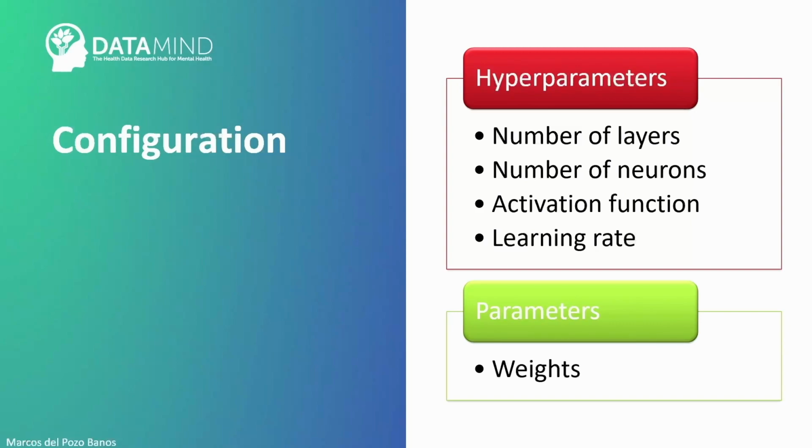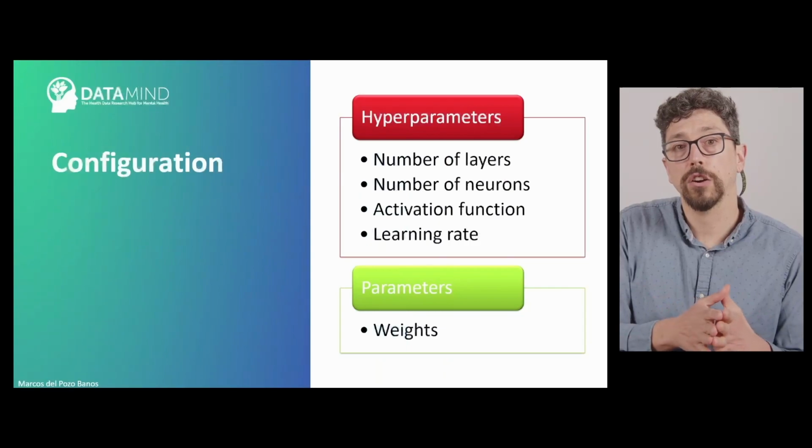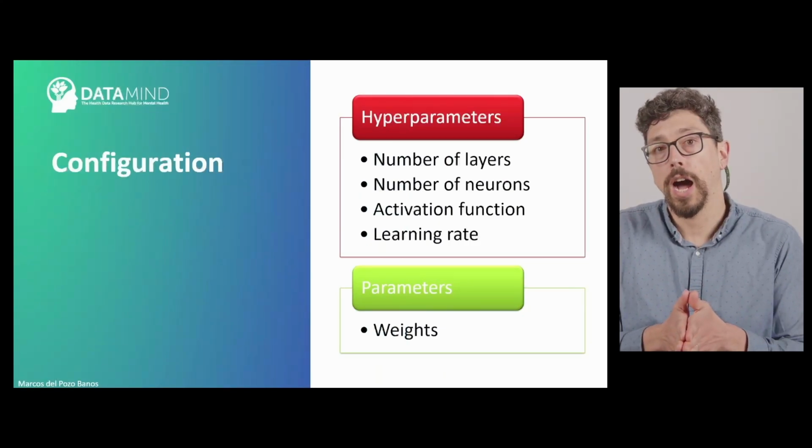So what are the configurations of the artificial neural networks? Well, in terms of hyperparameters, we need to decide the number of layers, the number of hidden layers that we are going to use for our network. We need to decide how many neurons we are going to have in each layer. Note that we don't necessarily need to have the same number of neurons across all the layers.